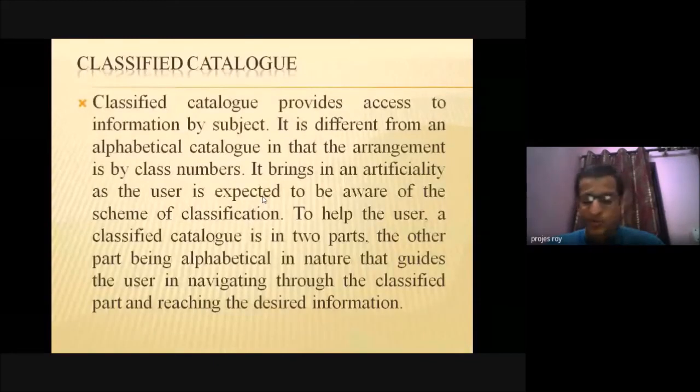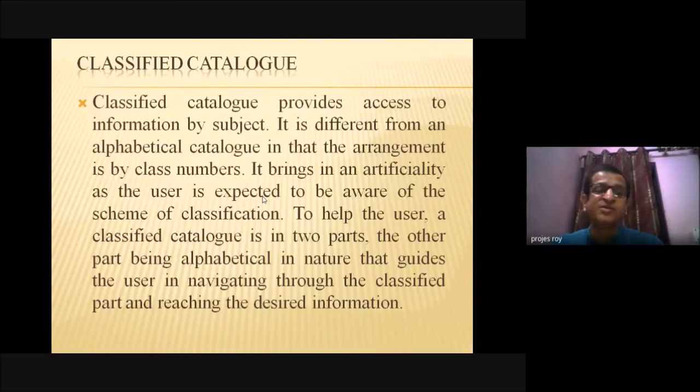If the user is coming to the library and you ask them to go to 500, 300, 576, they'll be a little confused. If you tell them, go to that rack, upstairs, third rack, they'll be happy, they can reach it. The most difficult part of classification, why classification is restricted to librarianship only and does not go to the common people, is because of its complexity.